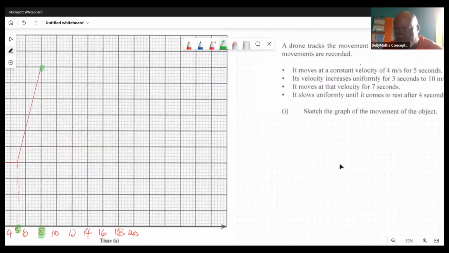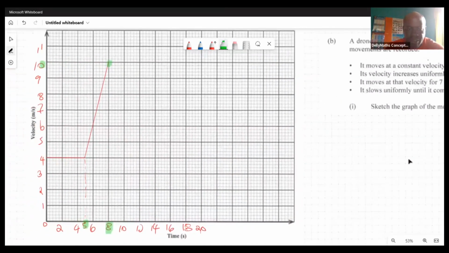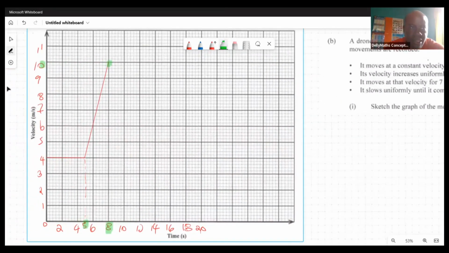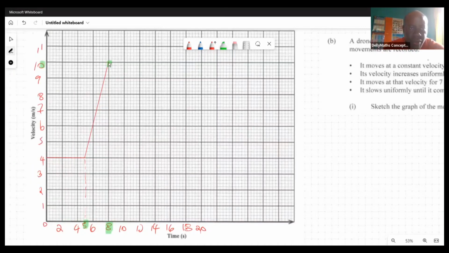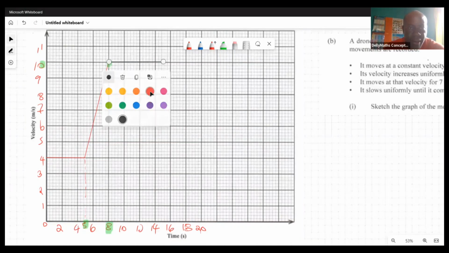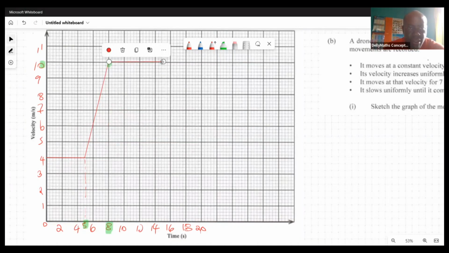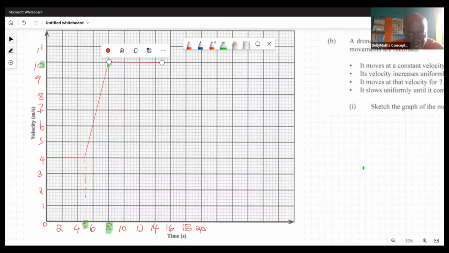It says it moves at that velocity for 7 seconds. So 7 plus the 8, we're going to 15. So it's going to be constant, which means that we're going to have to draw a horizontal line. So it's going to be moving at this until it reaches 15. 15 is going to be halfway between 14 and 16 right there. All right, let me bring this down. Right here. All right, and then we are at 15 down here. So it's right here now.